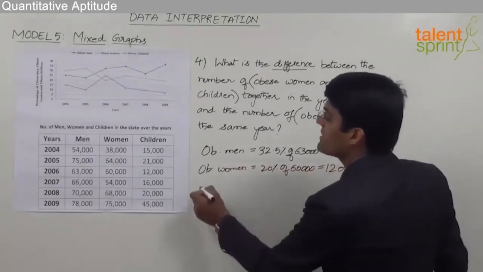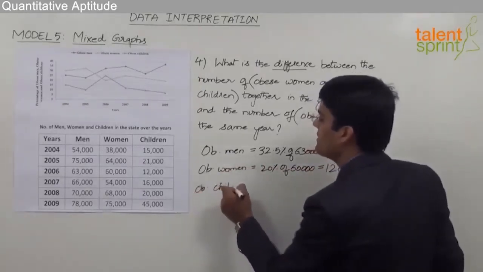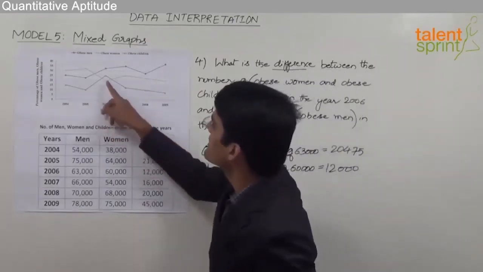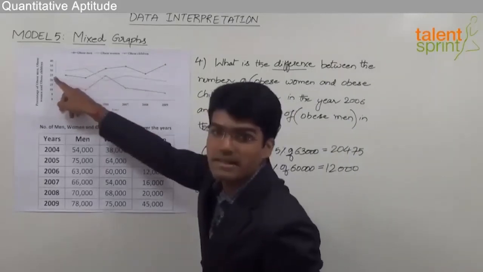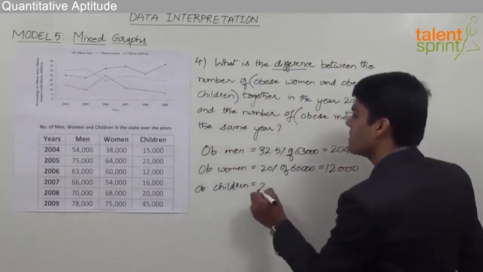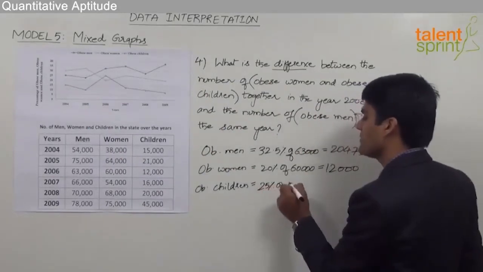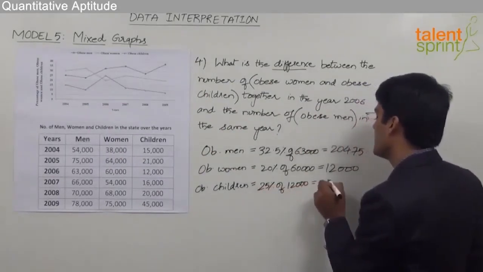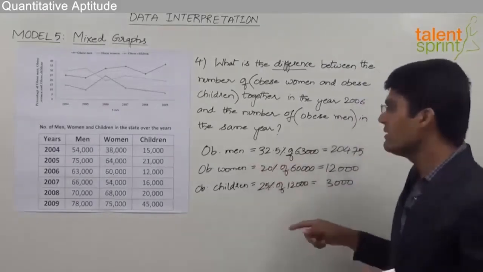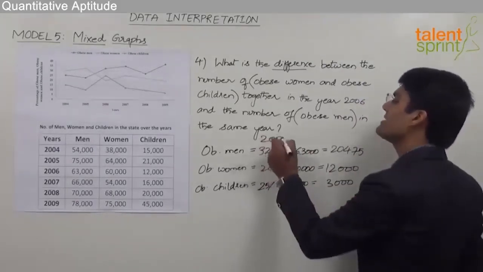And lastly, the obese children in the same year, that means obese children in 2006. Now the percentage of obese children in 2006 is given as 25%, and the total children in 2006 is 12,000. So it can be taken as 25% of 12,000, which is equal to 3,000. So now we know the number of obese men, women and children for the year 2006.